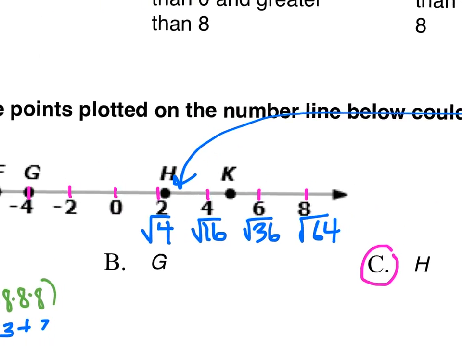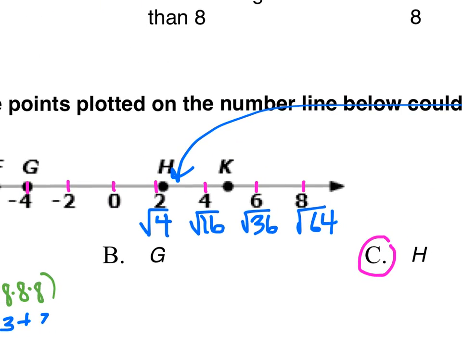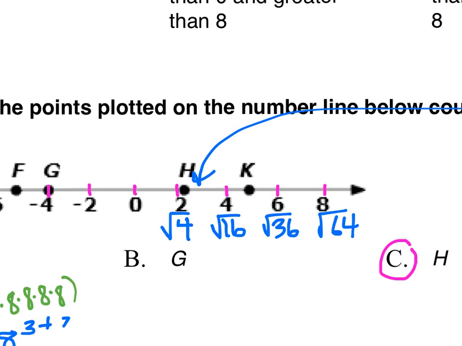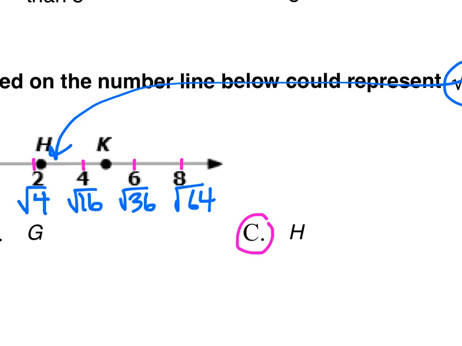Number 7, which of the points plotted on the number line could represent the square root of 5? So here, the square root of 4 is equal to 2, the square root of 16 is equal to 4. So the square root of 5 would be right after the square root of 4, so it would be at point H.